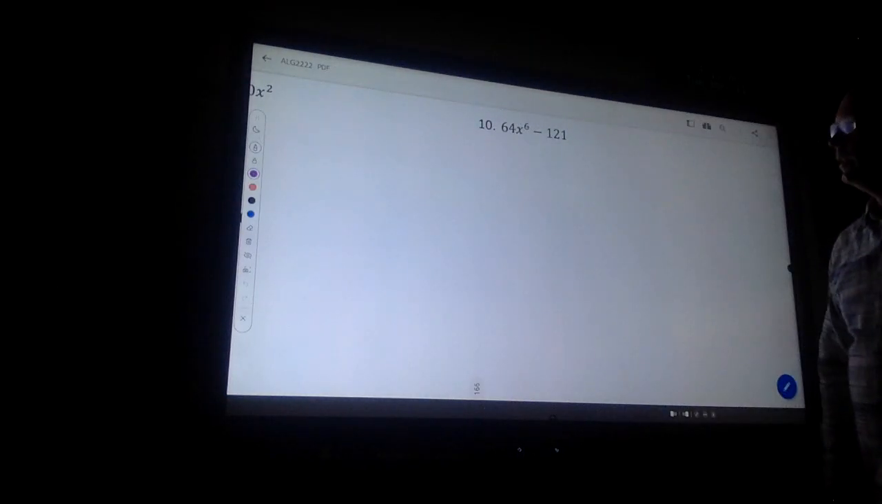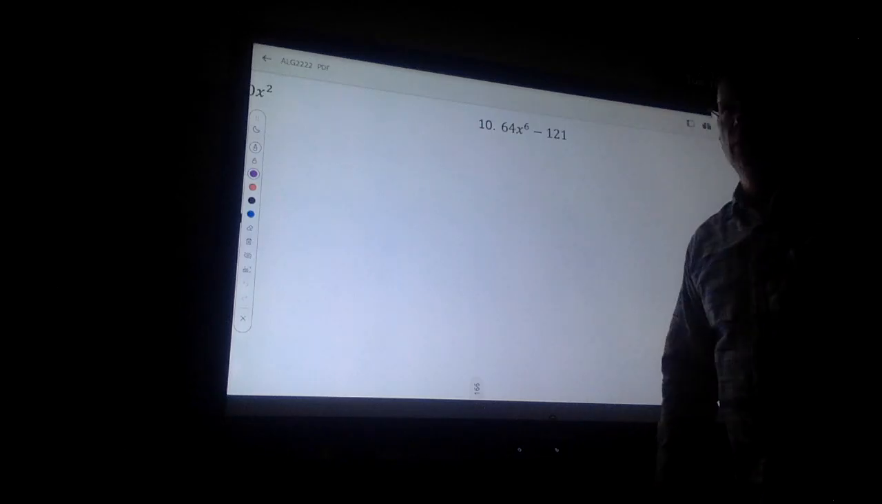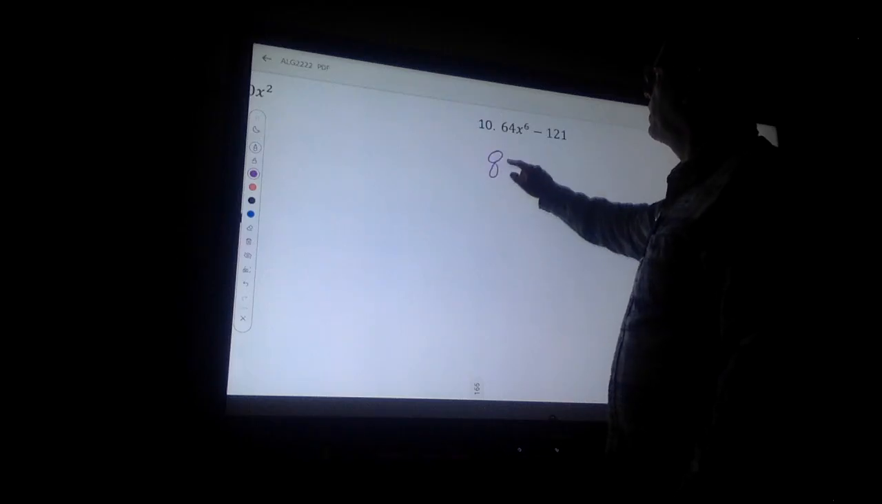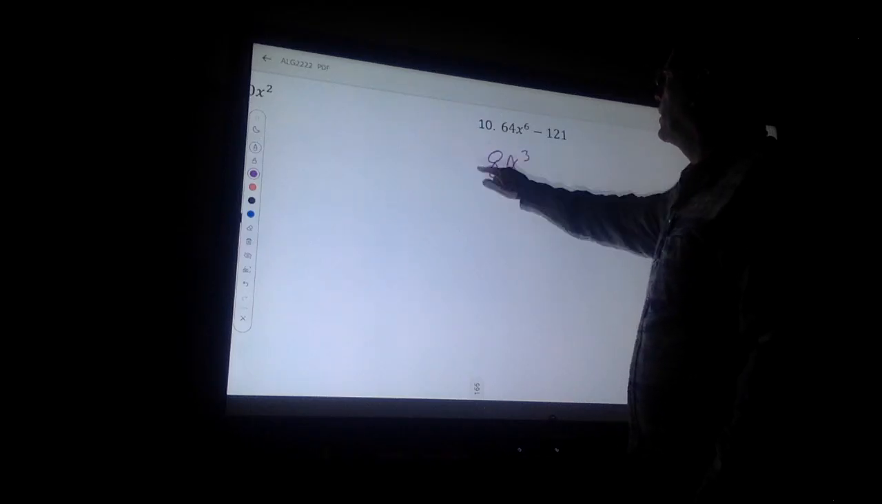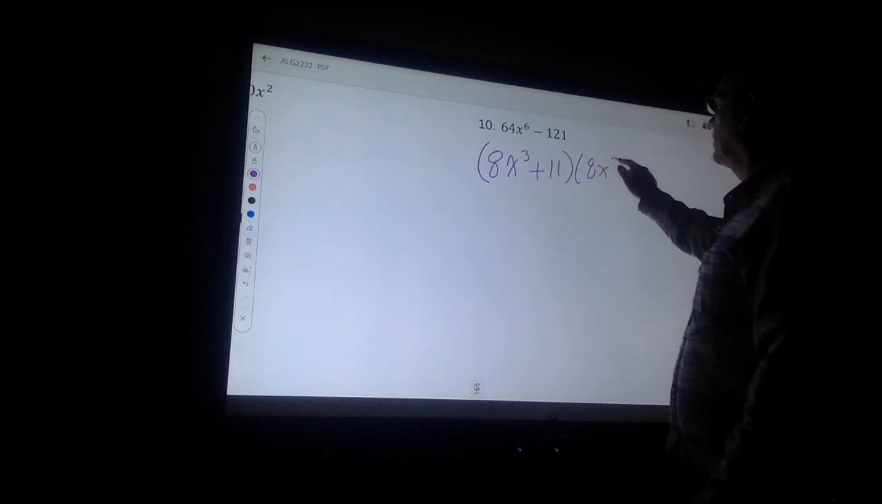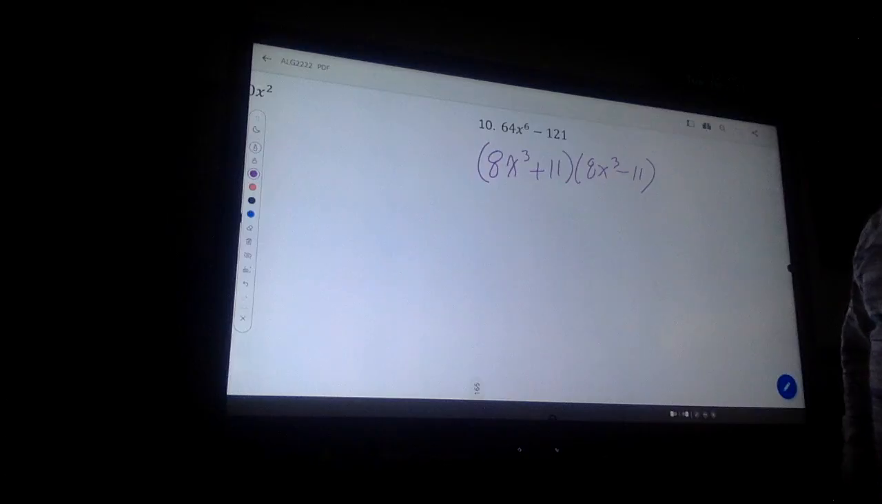Number 10 is the difference of two squares, because 64x to the 6th is a perfect square, so that's going to break down to 8x to the 3rd plus 11, and 8x to the 3rd minus 11. That's as far as you can go. Those are not sum or difference of two cubes.